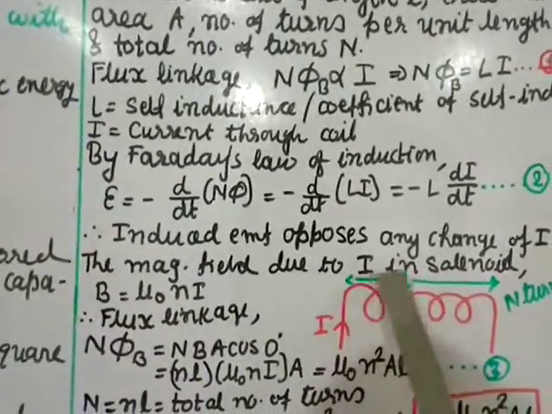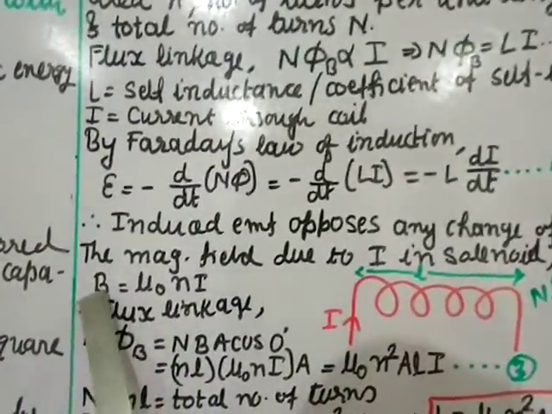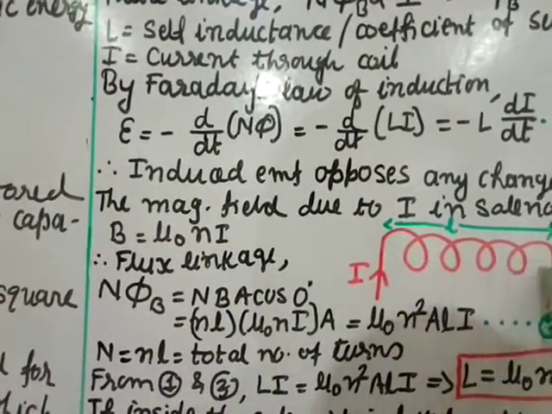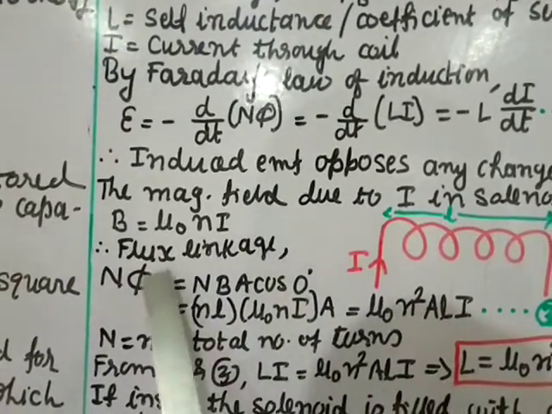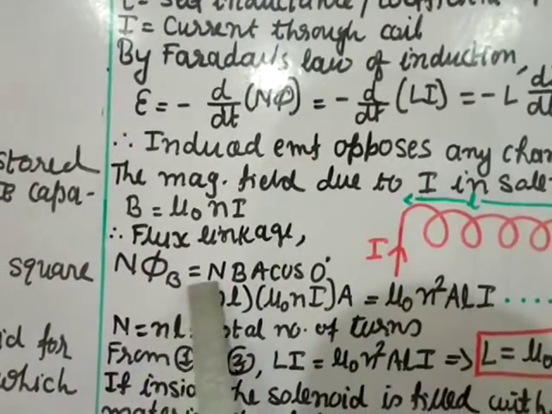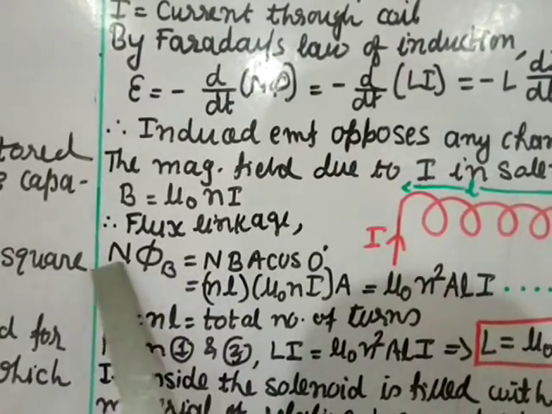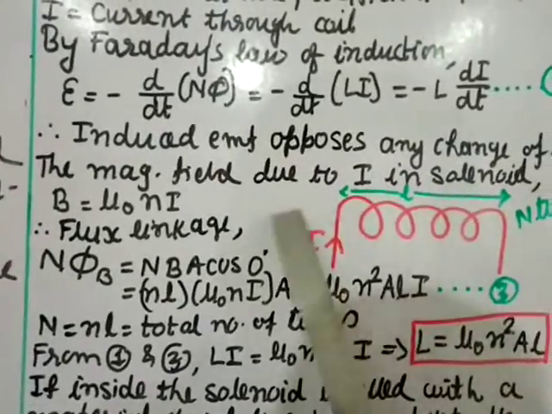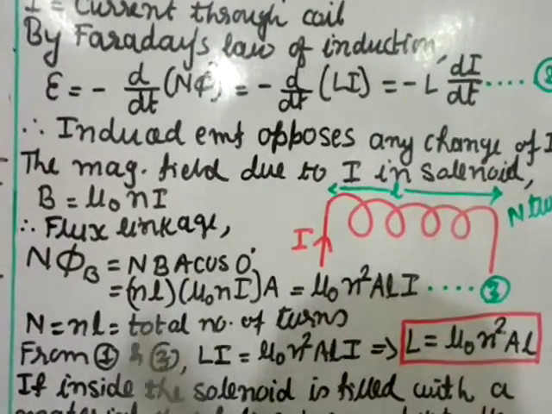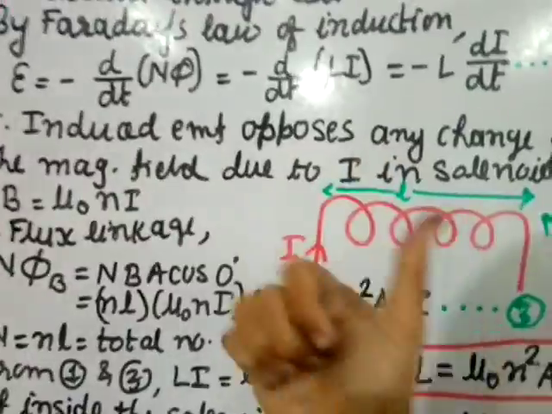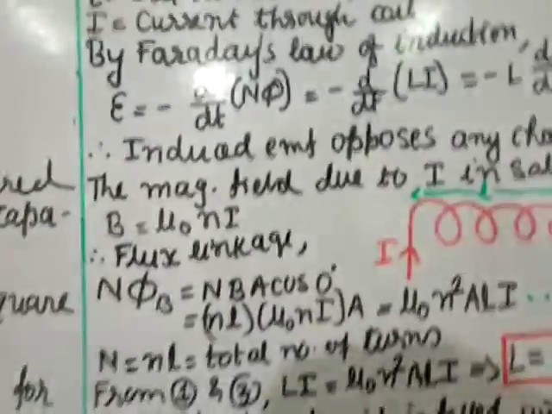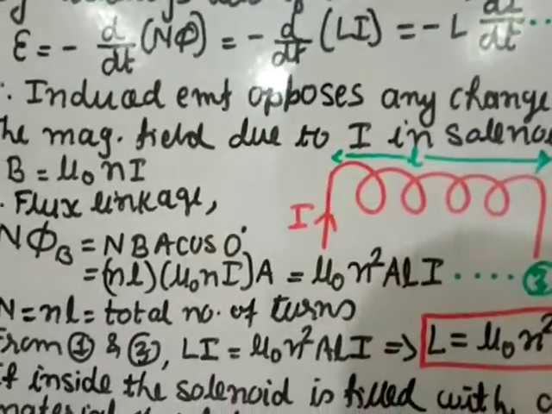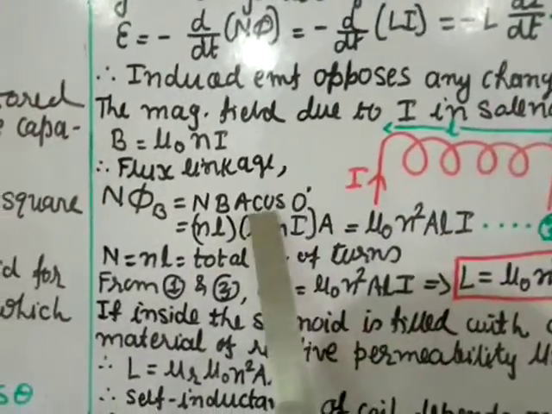The magnetic field due to current in a solenoid is B equal to mu naught n I. This is given by the magnetic field inside the solenoid. Now flux linkage N phi B: N is the total number of turns, and phi B is B A cos 0. Why cos 0? Because the magnetic field is parallel to the axis of the solenoid, and the area vector is perpendicular to the coil's plane, so the area vector and B are both parallel. The angle between them is 0, so cos 0 is 1.